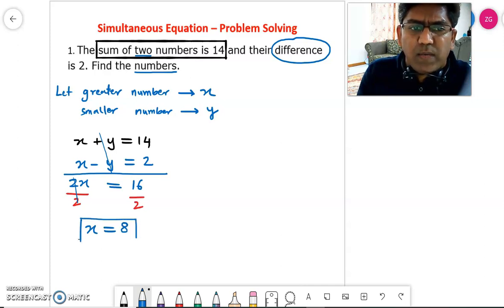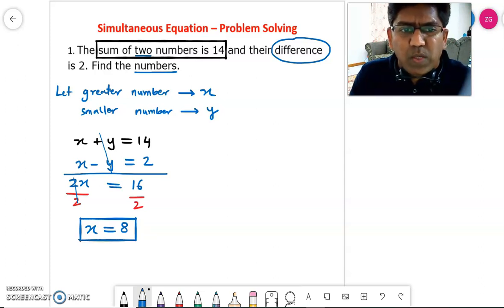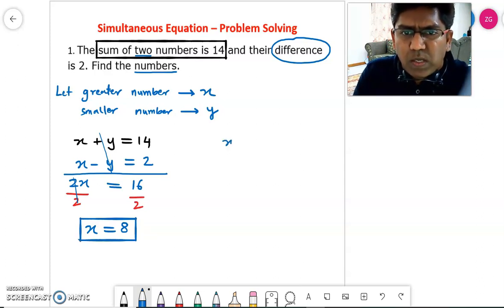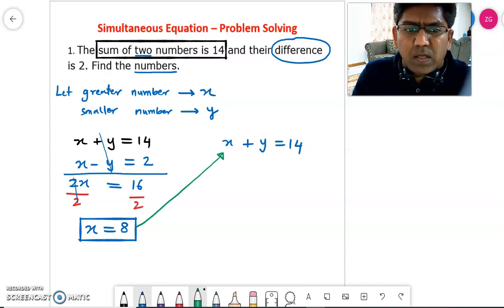I need to find the value of y. I can substitute this value of x in any of the two equations. So I'll prefer the first one. x plus y equals 14. Substitute the value of x as 8. So 8 plus y equals 14.